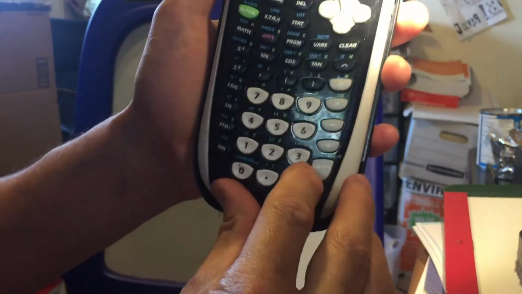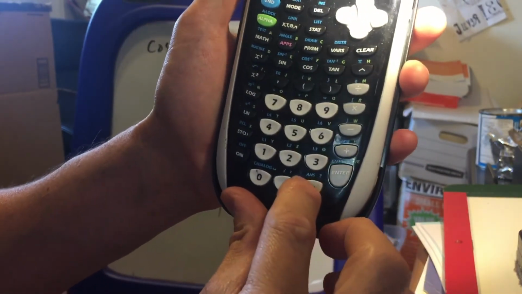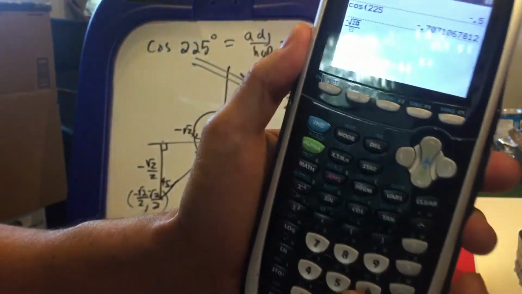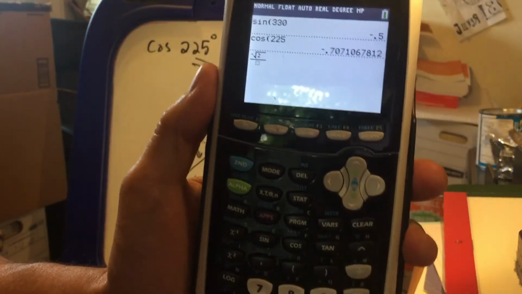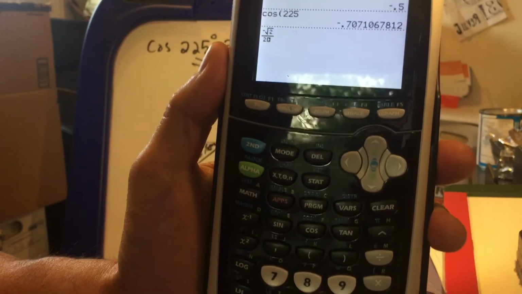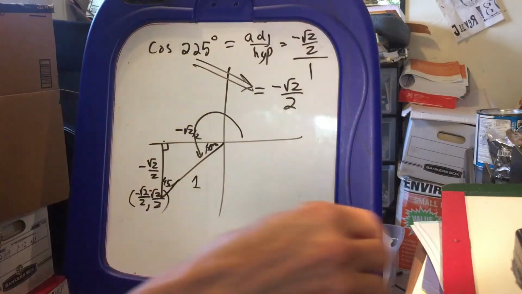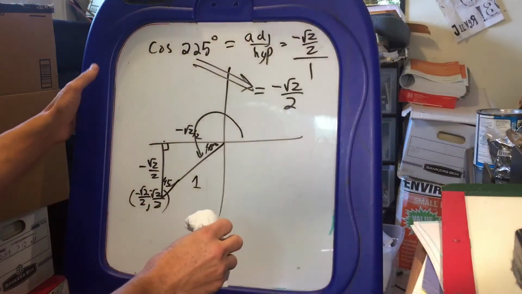So let's check. We can make a fraction out of it: negative the square root of 2 on the top, and on the bottom, we just put a 2. And you get the same thing. So it's correct. It's an exact answer. When we're doing trigonometry, you want exact answers.